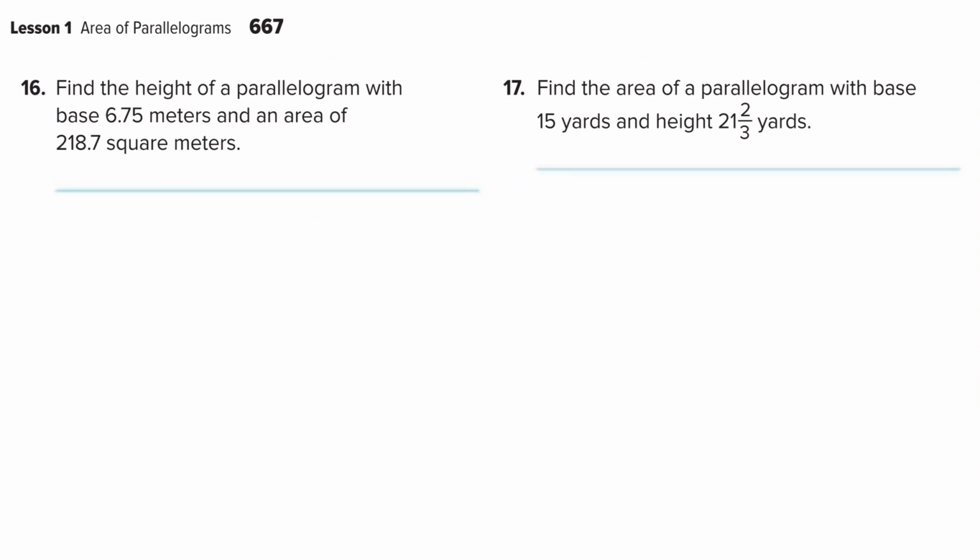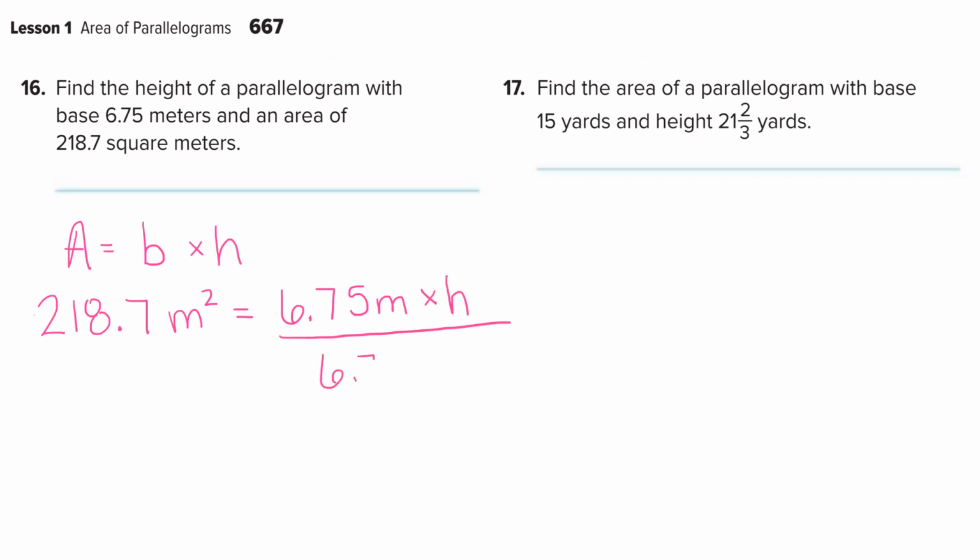Question 16. Find the height of a parallelogram with a base of 6 and 75 hundredths of a meter and an area of 218 and 7/10 square meters. Okay, so we have area equals base times height, and our area is 218.7 meters squared equals 6.75 meters times h. We're going to divide by 6.75 meters on both sides. That cancels out on the left.